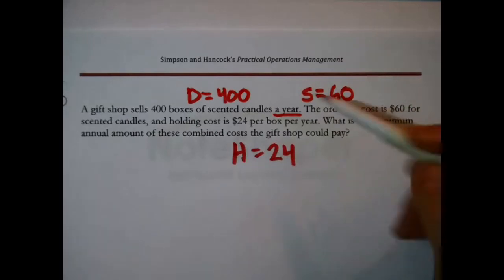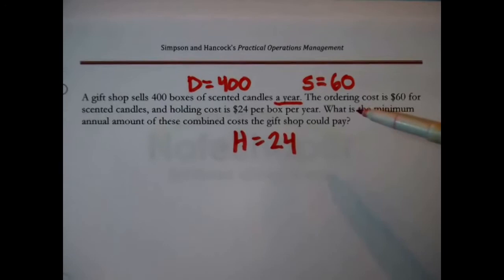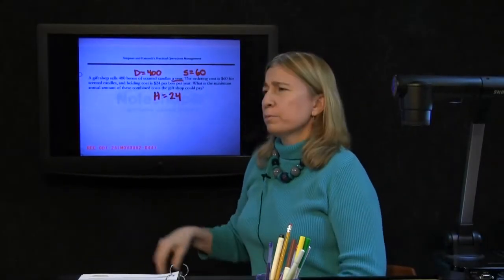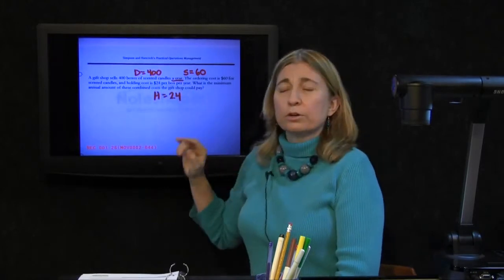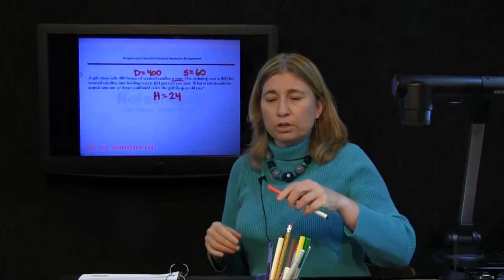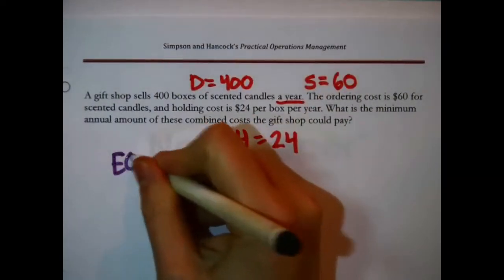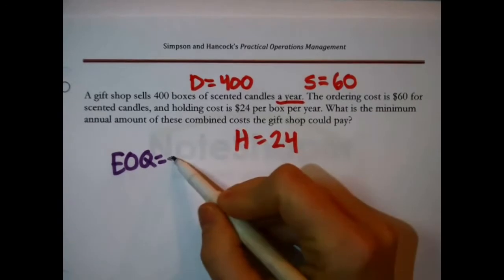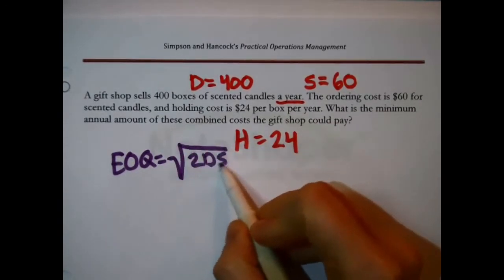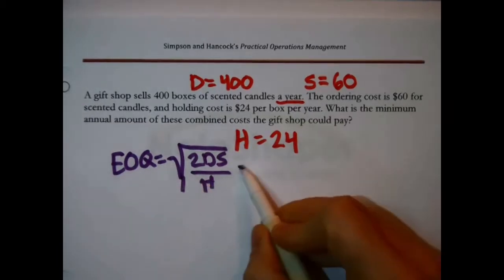What is the minimum amount these combined costs the gift shop could pay? Now, we are looking at this problem. Oh, simple, I see it's the EOQ, minimizing ordering and holding costs. This is the EOQ that's forming up here, because I have everything I need to calculate the absolute perfect order size for scented candles. That is 2 times D times S divided by H, except I've got to take the square root.